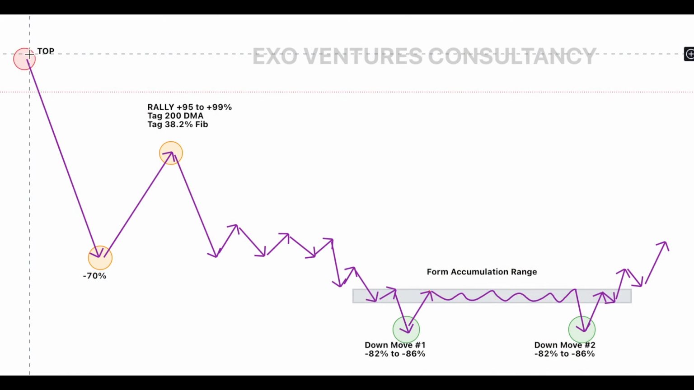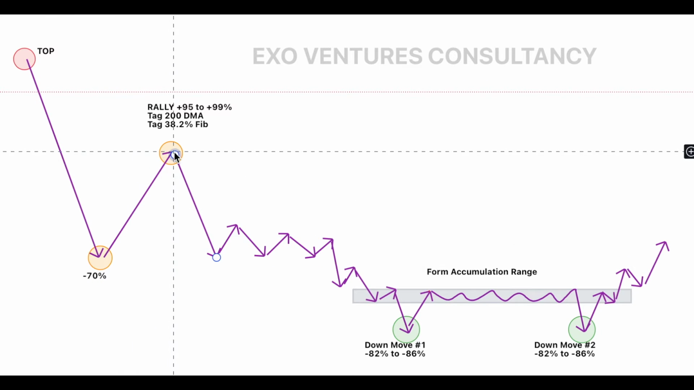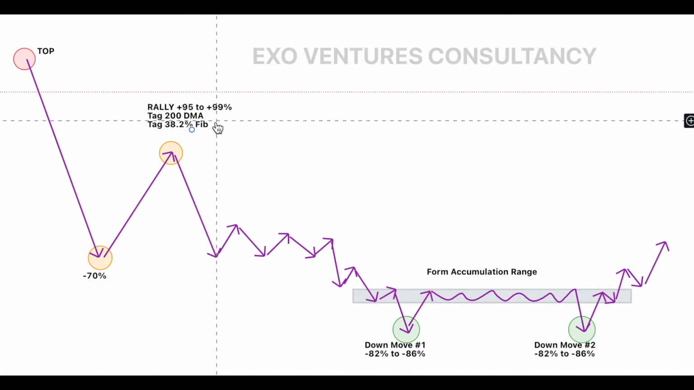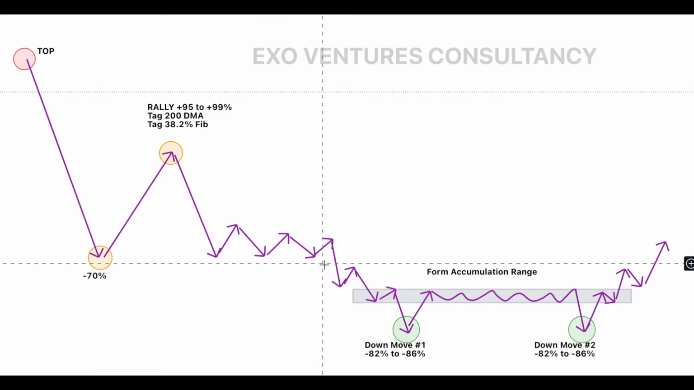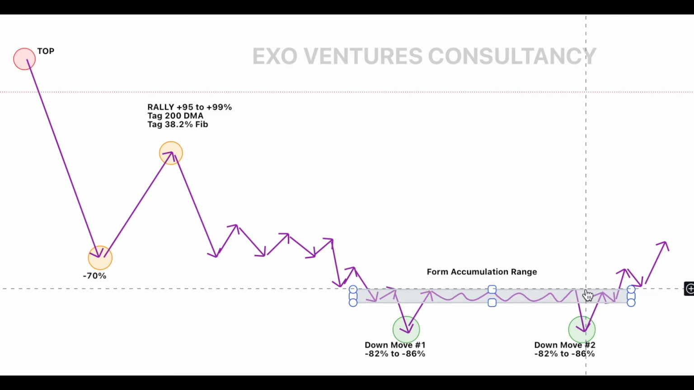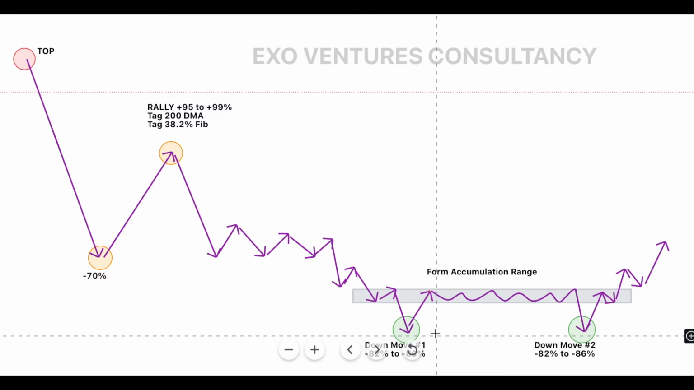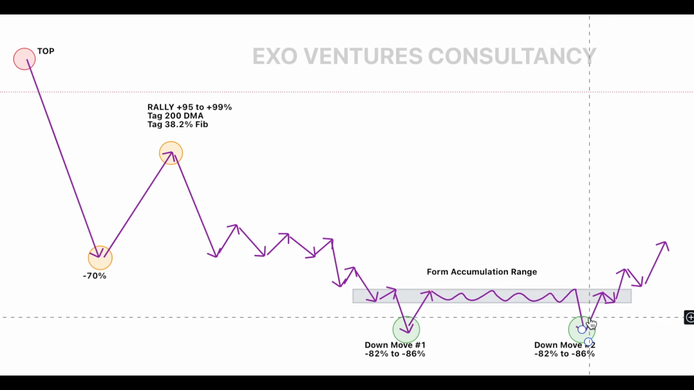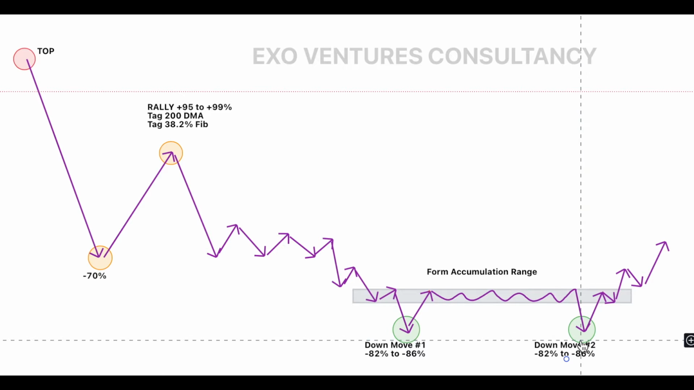Let's add a cleaner chart with the pattern so that you can have a better understanding of what we're talking about. All right, we have the top as the first phase, the move down towards 70% from the top, a rally into 99% up, hitting the 200-day MA and the 38.2% Fib, in a downtrend, so price continues moving lower. Then we form an accumulation range with deviations above and below, with the major two deviations below being the buying opportunities that we're looking for, specifically these around the 86 to 82%. All right, that's the first sign of the pattern.